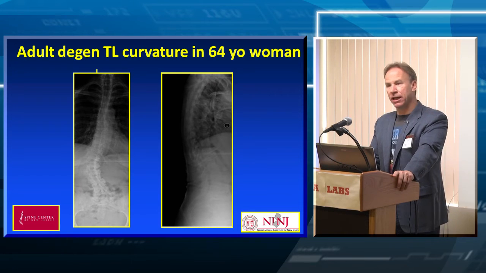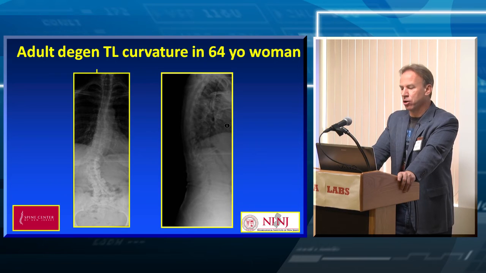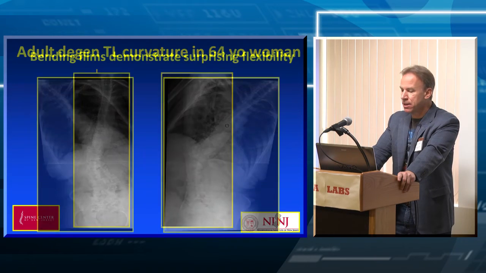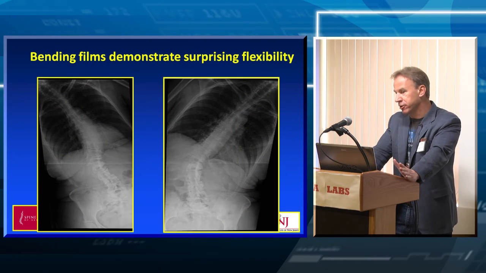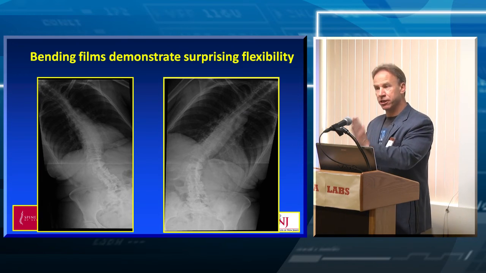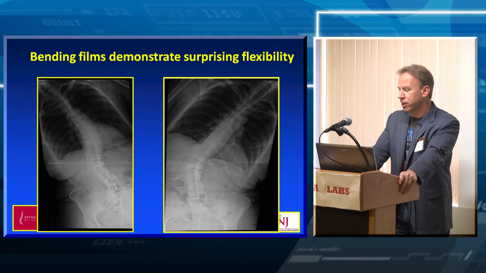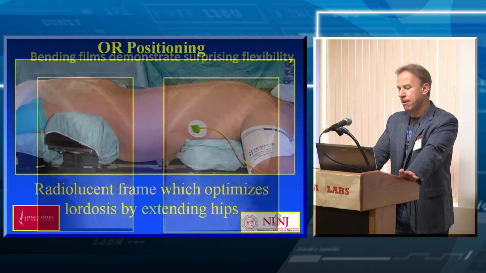Last case I'm going to show you is a lady I saw in my office yesterday. Adult degenerative thoracolumbar curve in a 64-year-old lady. She had bending films that demonstrated a surprising amount of flexibility. She said at age 40 she was straight. She's convinced that she was straight. We had no films to demonstrate this. But she had really been progressing over the past 5 years.